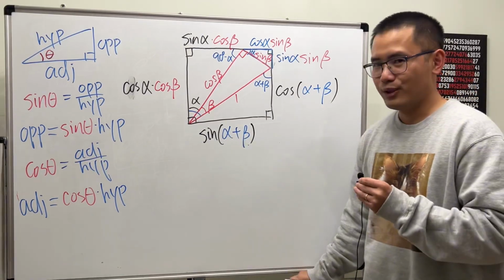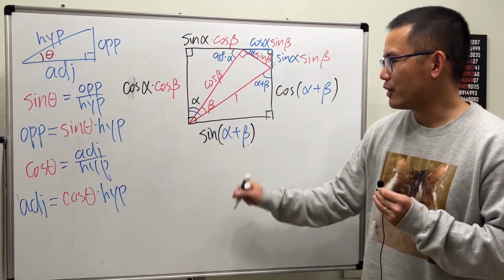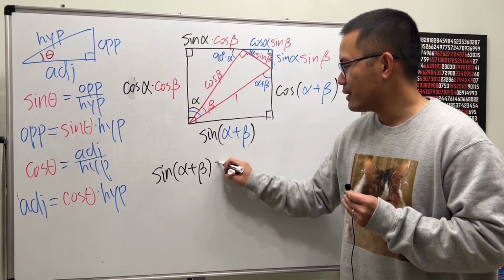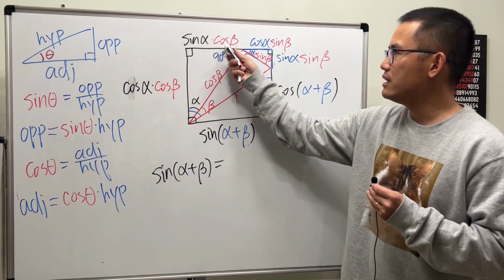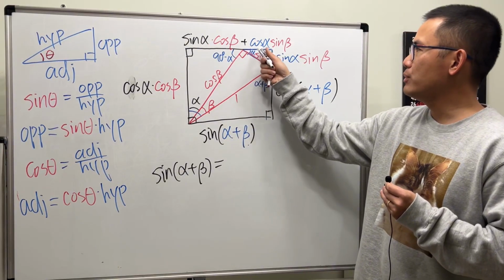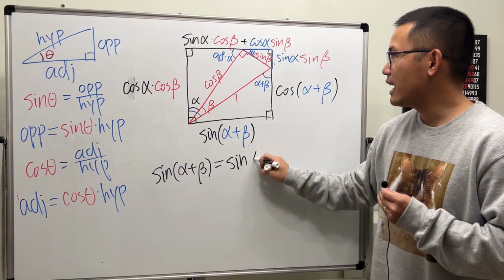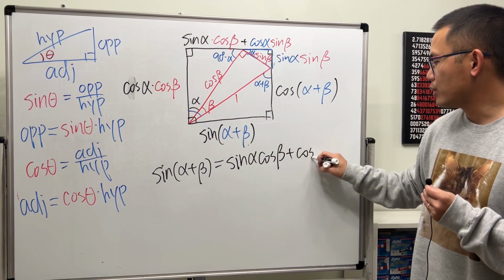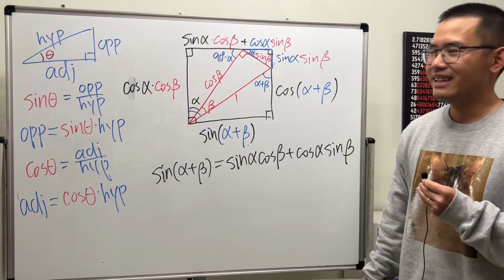And ladies and gentlemen, here we go. From here to here is sine of alpha plus beta. But if you look here at the other side, it must be this plus the blue portion, which is that. So there you have it. We get sine alpha times cosine beta plus cosine alpha times sine beta.